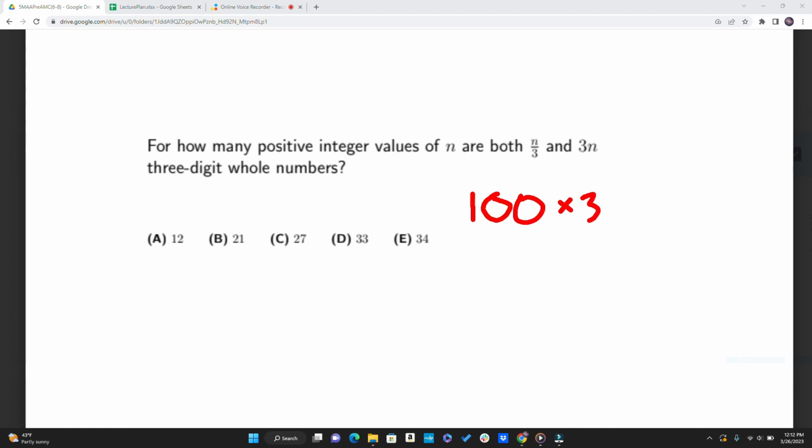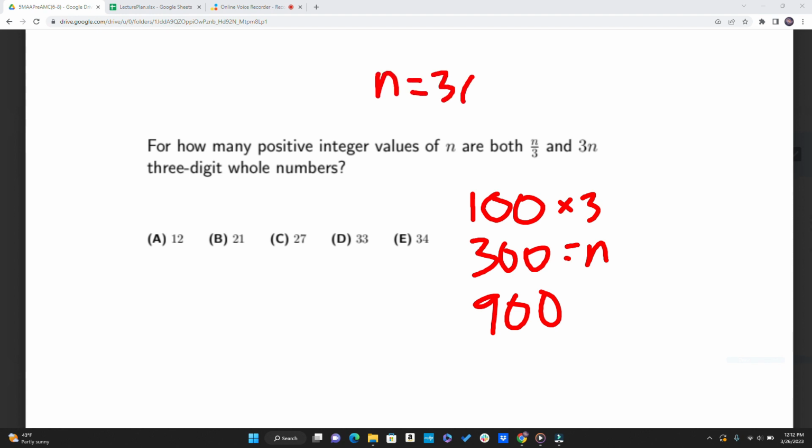You could multiply that by 3 and you'd get 300, and then multiply that by 3 again and you'd get 900. So in that case, n equals 300, right? You can divide it by 3 and get a 3-digit number, and multiply it by 3 and get a 3-digit number. So you can do that for n equals 300. That would be our smallest, right? Because any smaller of a number, and then you divide it by 3 and you get a number less than 100, and less than 100 would mean it's not a 3-digit number. So that doesn't work. Okay, what about our biggest?